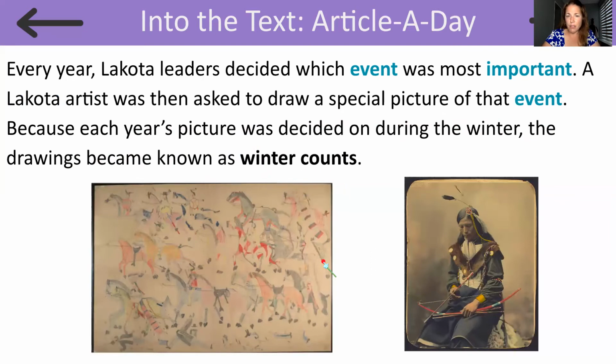So these look like it was some horses that were drawn. So maybe this is an example of the drawing called a winter count. And this looks like a photograph. I don't think it was a drawing because it's very detailed. It looks more like a photograph.